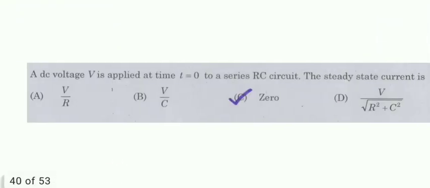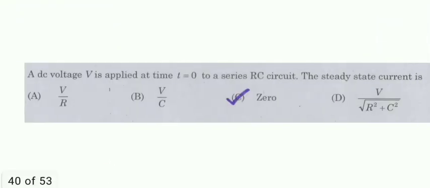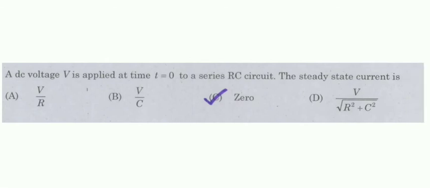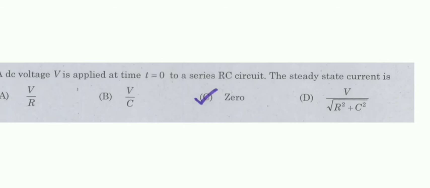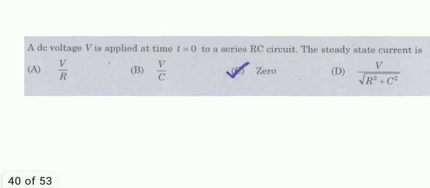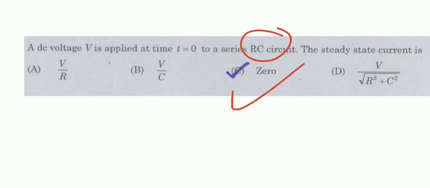Next one, DC voltage source. DC voltage V is applied at time t is equal to 0 to a series RC circuit. What is the steady state current? We know that a capacitor is open at steady state and an inductor is short at steady state. So at steady state, it is an RC circuit, the capacitor is open. In open circuit, current is 0. So option C is the right answer. If it is RL, the current is maximum, right?